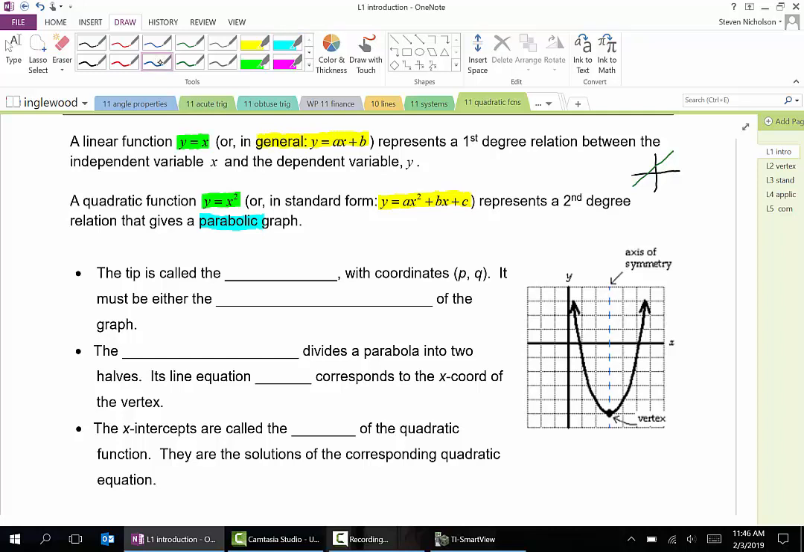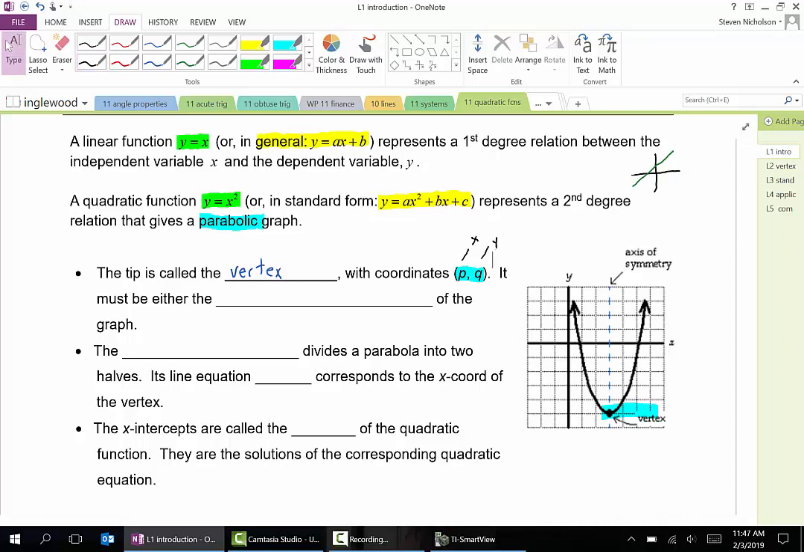Just like a line has certain characteristics, x-intercept, y-intercept, slope, a parabola has characteristics as well. One of the most important is the vertex. The vertex is the tip, the very top or very bottom of a parabola. Its coordinates, as we're going to use them, are always going to be p, q. Remember, the first coordinate is always your x coordinate, and the second is your y coordinate. But p and q are the letters we use just for the parabola.